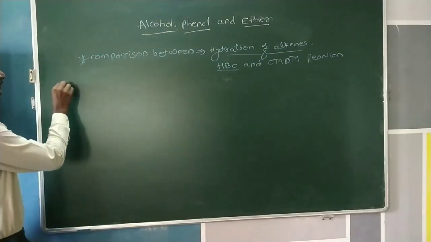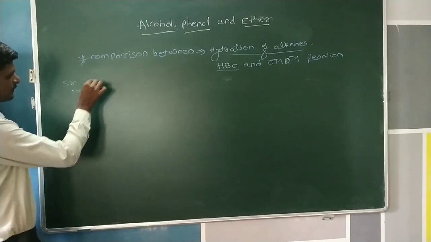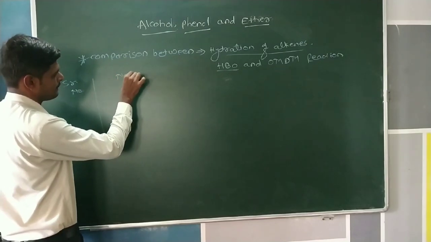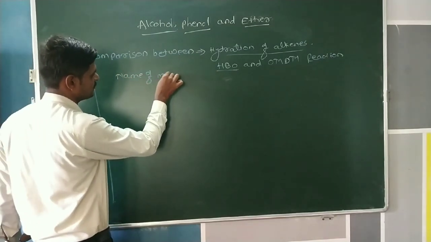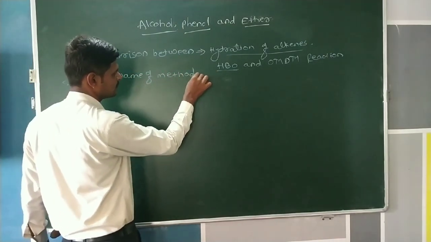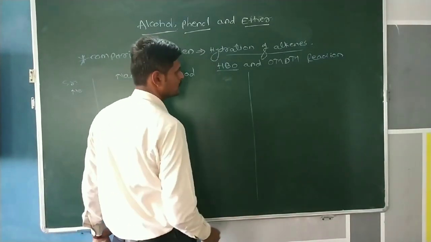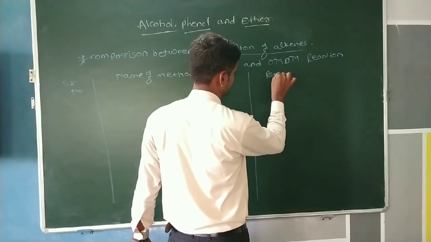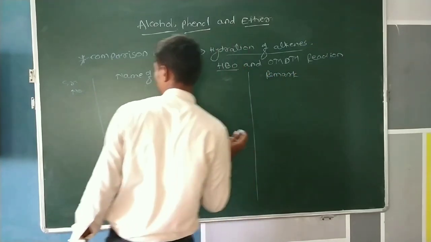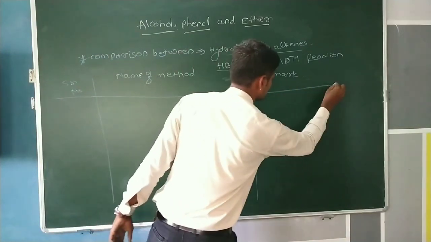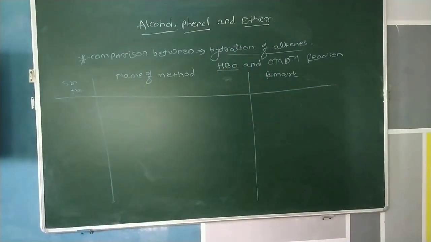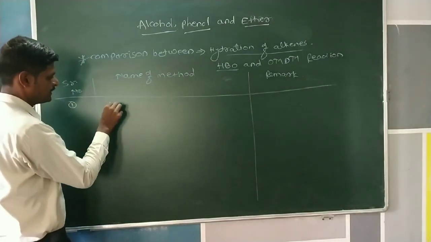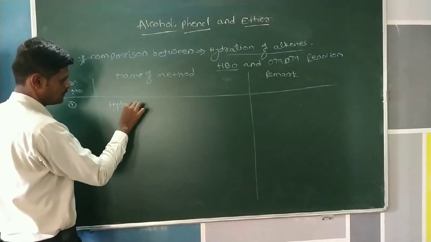We plot a table. The first column is the serial number. After that, the name of the reaction or the method of preparation of alcohol, and then the result or remark. The table is plotted here. The first reaction is the hydration of alkene.